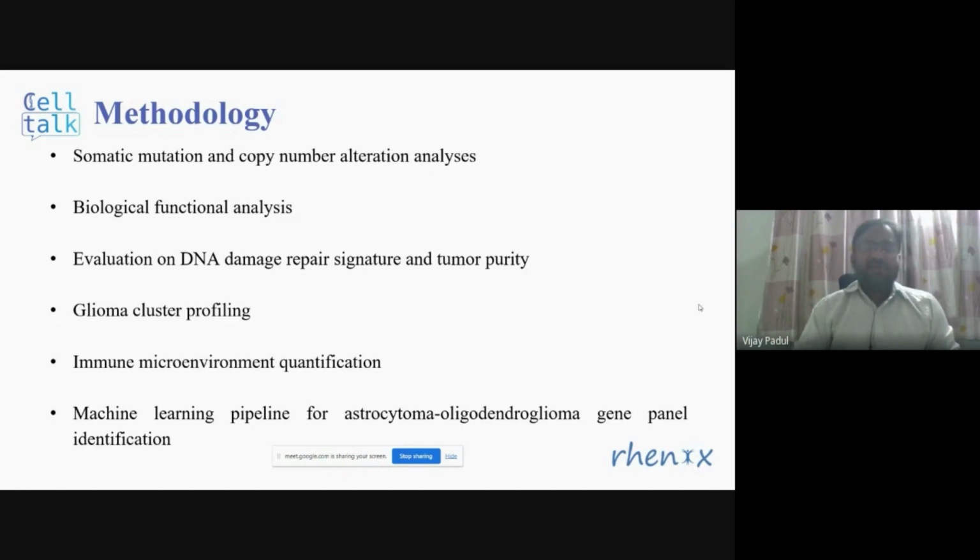Then they used machine learning pipelines for astrocytoma and oligodendroglioma gene panel identification. Here they attempted to identify gene signatures that can distinguish the histological subtypes astrocytoma and oligodendroglioma from each other.